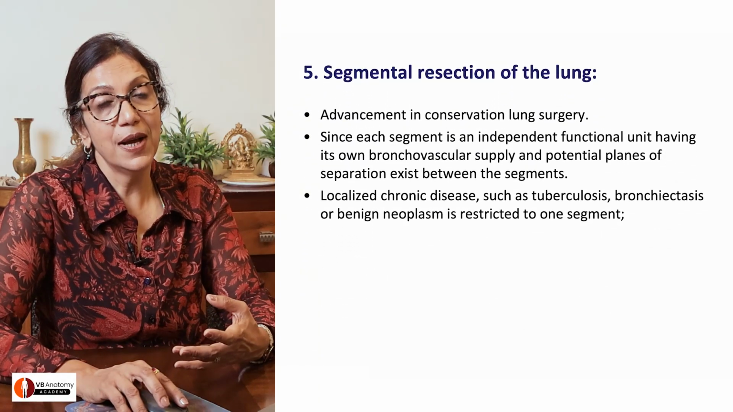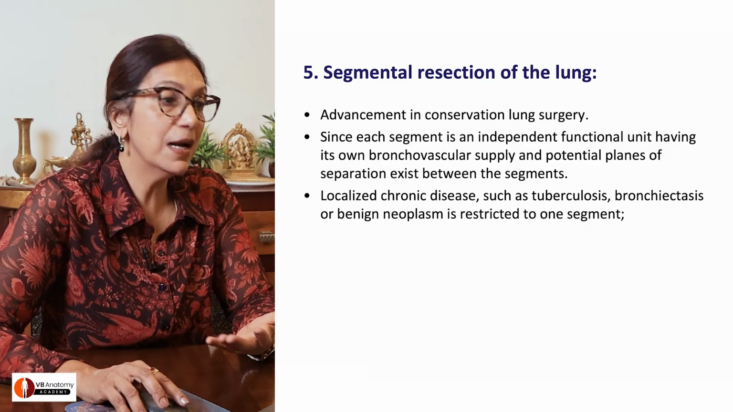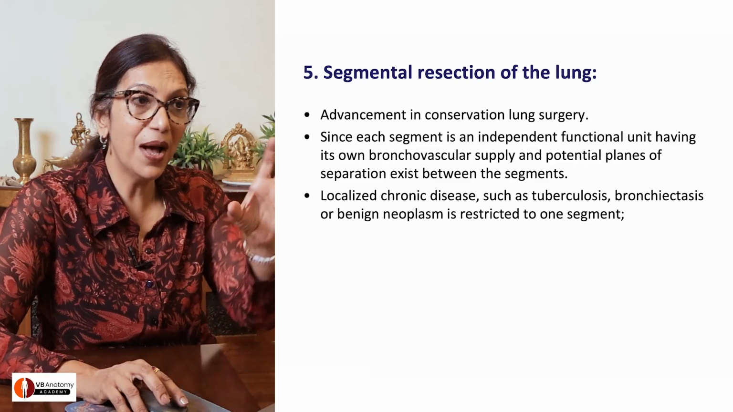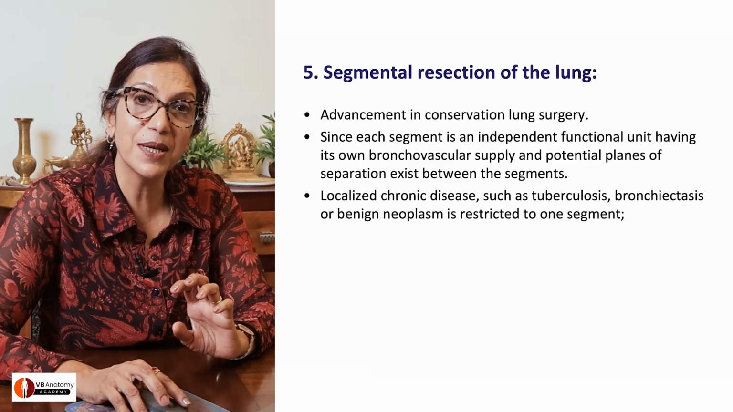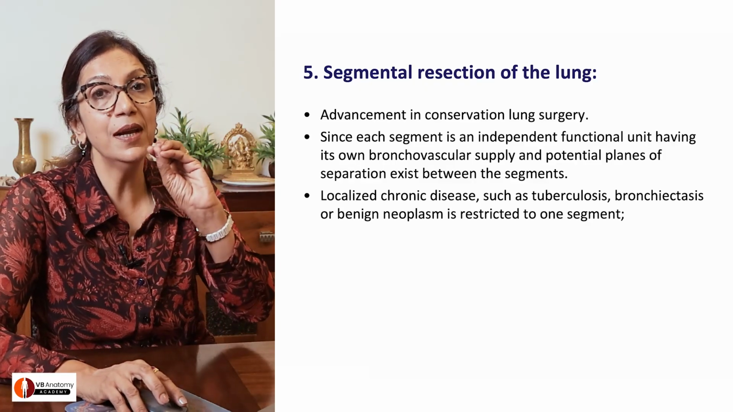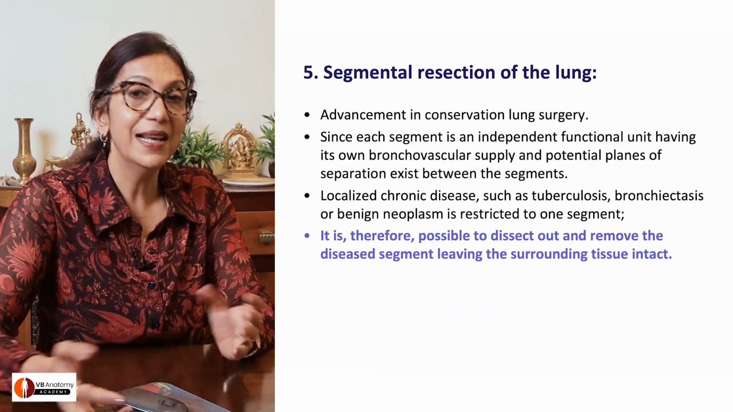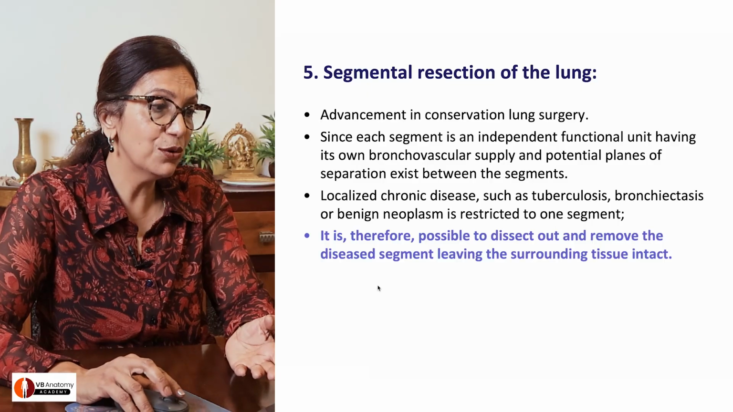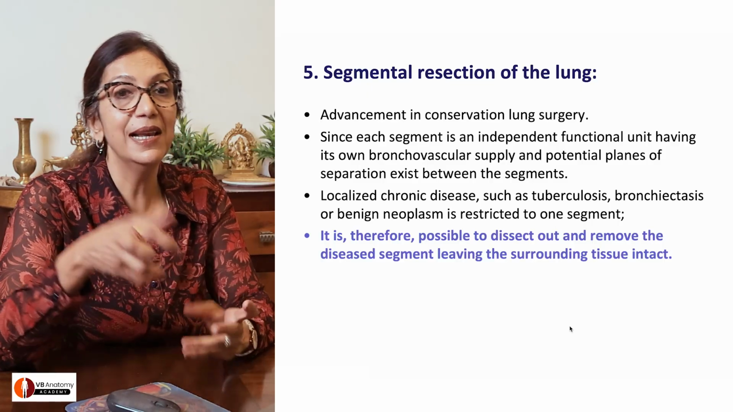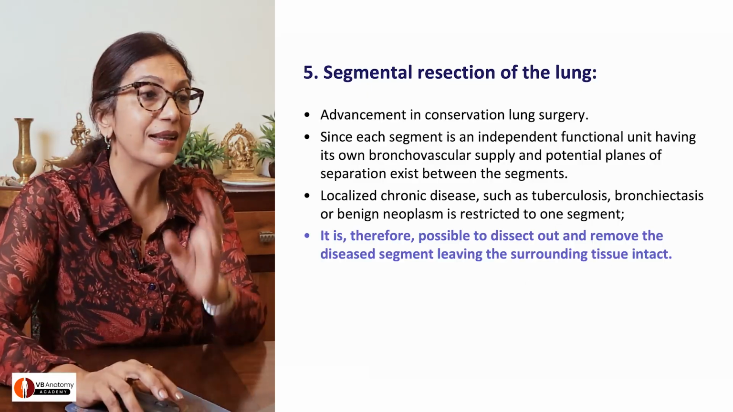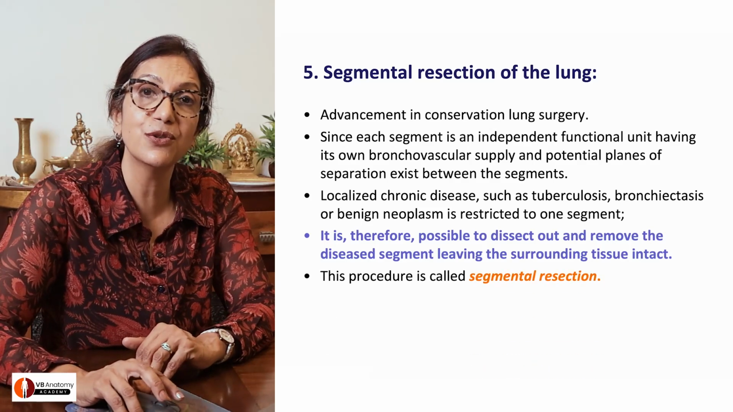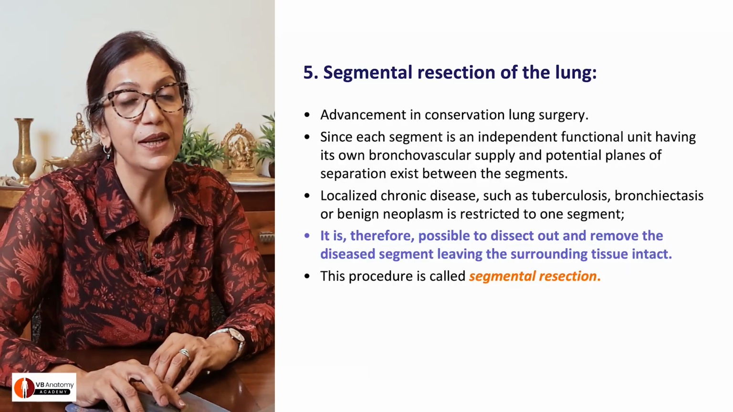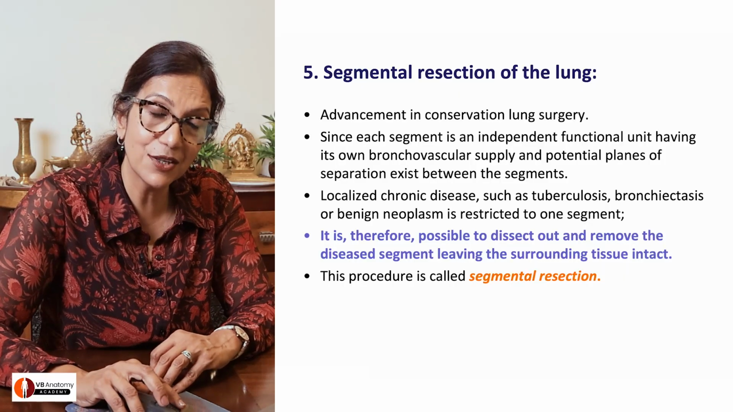Segmental resection of lung. See, when there is a lung pathology, okay, you want to remove a part of lung. If you have a good knowledge of bronchopulmonary segments, you would land up removing only those which are affected, leaving the rest intact. It is possible to dissect out and remove diseased segment, leaving much of the good tissue intact, and this is why you should have a good knowledge of bronchopulmonary segmentation. This kind of lung removal is called segmental resection.